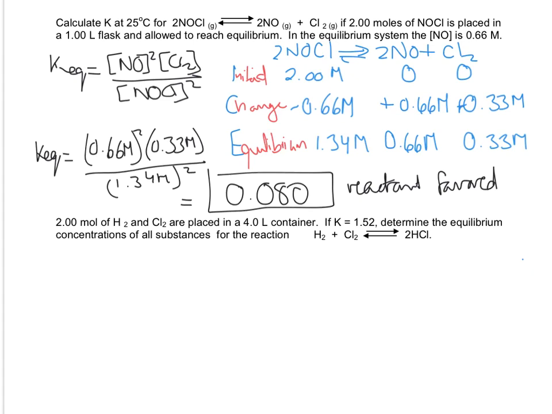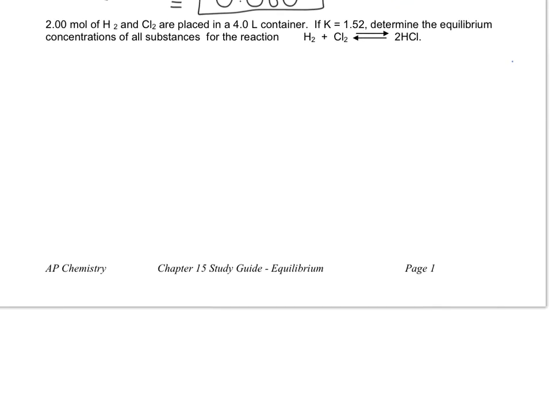Okay, let's move on to the next one. It says we have 2 moles of H2 and Cl2. They're placed in a 4-liter container. So 2 divided by 4, so half molar for each the H2 and the Cl2. They give us K, it's 1.52. We want to determine the equilibrium concentrations of all substances for the reaction.